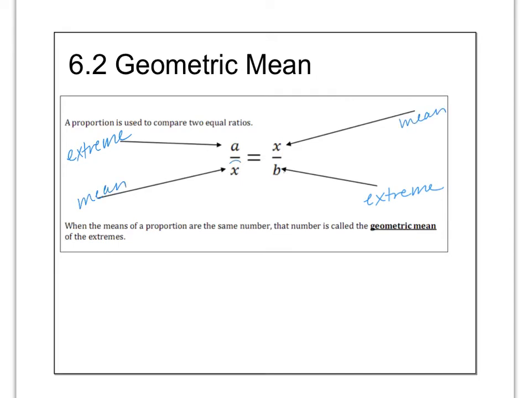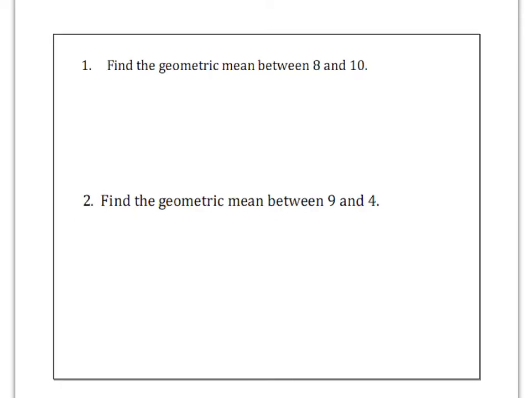But when this number here and this number here are the same number, then it's called a geometric mean. So I'm going to add that on here, geometric mean. And this one over here is also a geometric mean. So in a proportion, there's means and extremes. And again, when these two are the same, that's called a geometric mean. So number 1 says, find the geometric mean between 8 and 10.